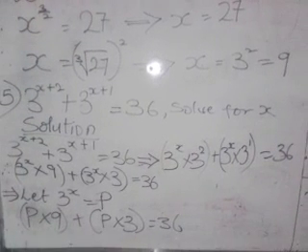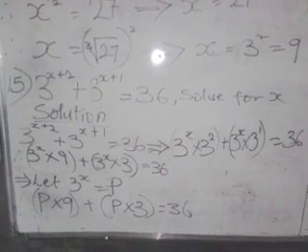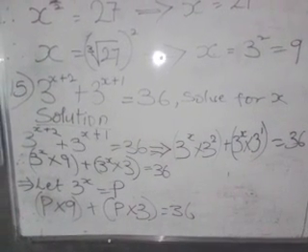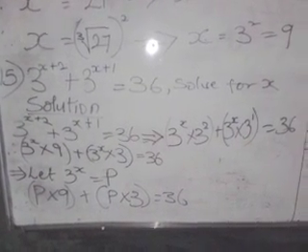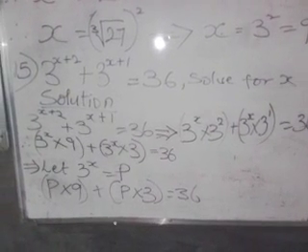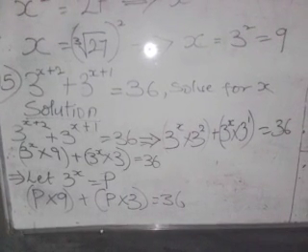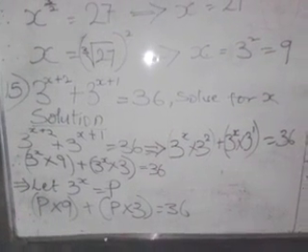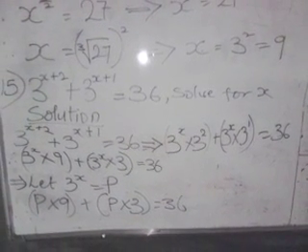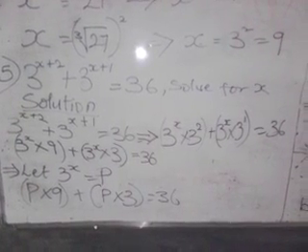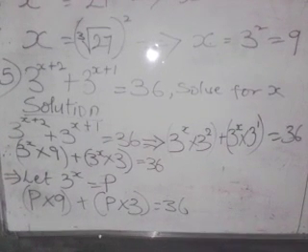Again, I will change that 3 raised to x plus 1 to 3 raised to the power x times 3 raised to the power 1. Because if I'm given 3 raised to x times 3 raised to the power 1, it will become 3 raised to x plus 1. So the question changes to open bracket 3 raised to x times 3 raised to the power 2, close bracket, plus open bracket 3 raised to x times 3 raised to the power 1, close bracket, equal to 36. And 3 raised to 2 is 9. So this gives me open bracket 3 raised to x times 9, close bracket, plus open bracket 3 raised to x times 3, close bracket, equal to 36.